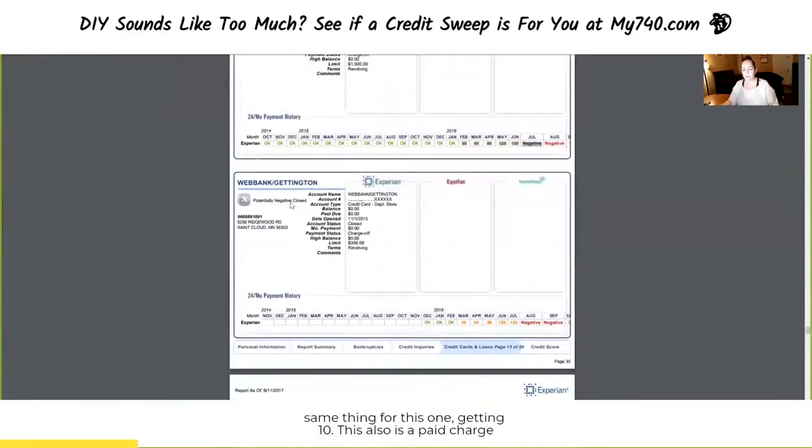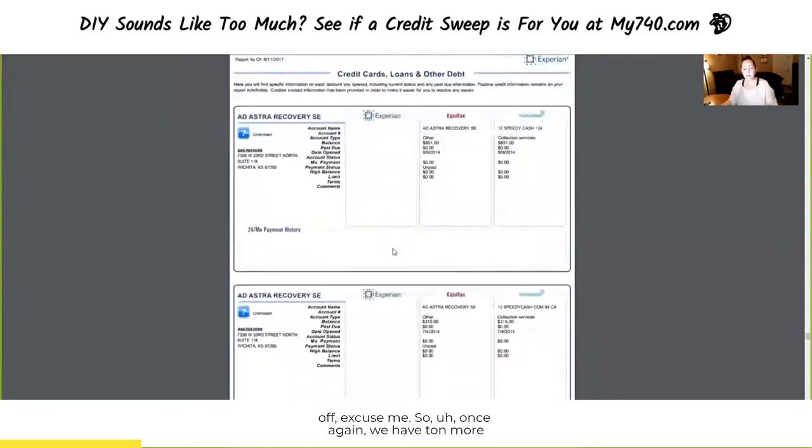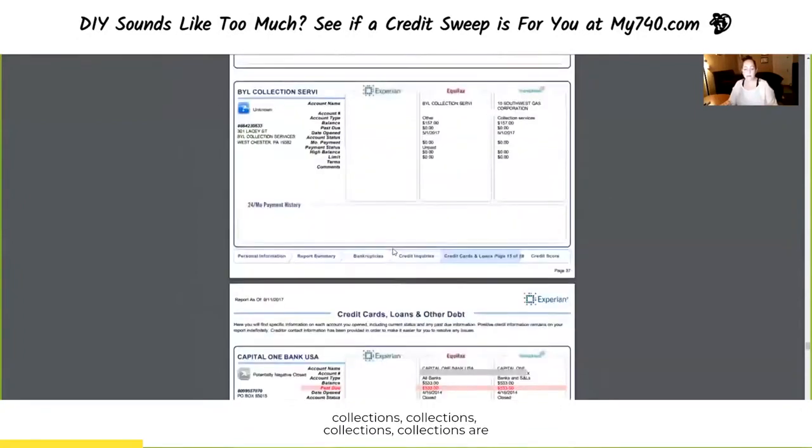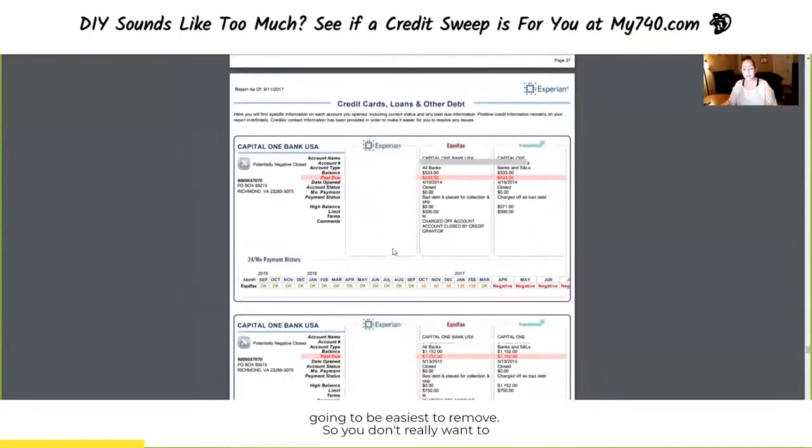And same thing for this one, Geddington. This also is a paid charge-off. Excuse me. So once again, we have a ton more collections. Collections are going to be the easiest to remove, so you don't really want to focus on those.